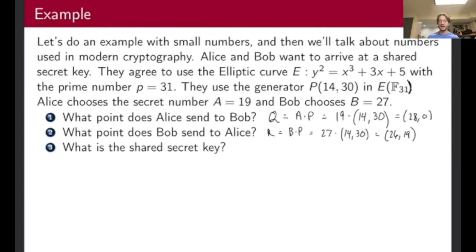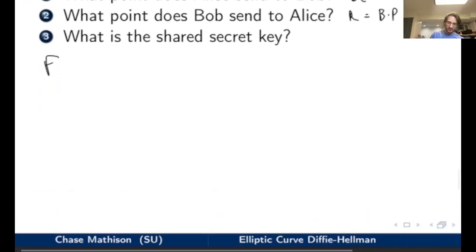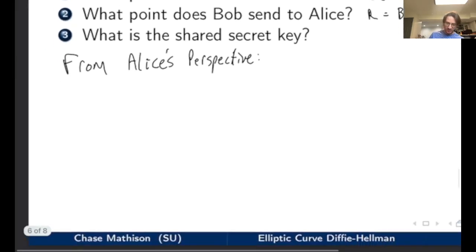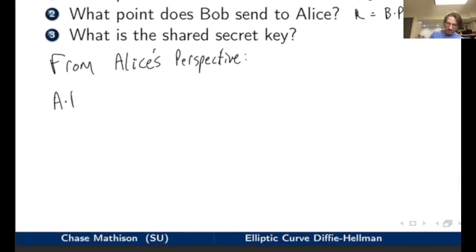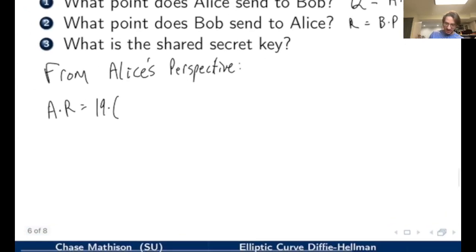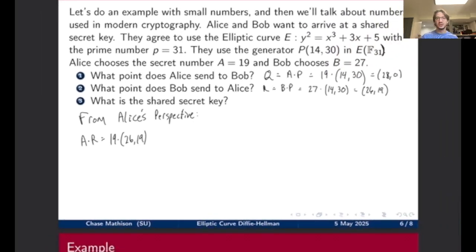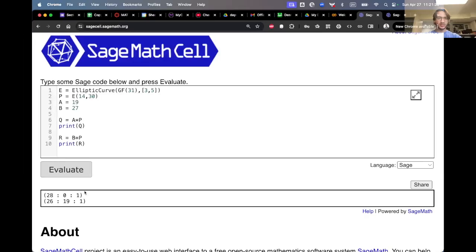All right, so that's what Alice sends to Bob and Bob sends to Alice. Now, what is the shared secret key? From Alice's perspective, Alice receives the point R, so Alice computes A times R. So she computes 19 times the point 26, 19 in the elliptic curve over the finite field F31. All right, so that's what Alice computes. Let's go and see what she gets.